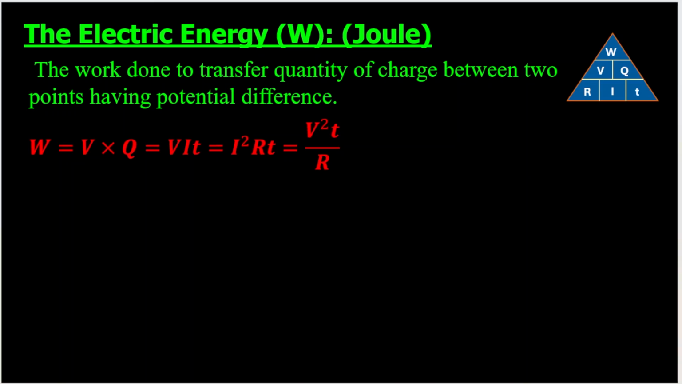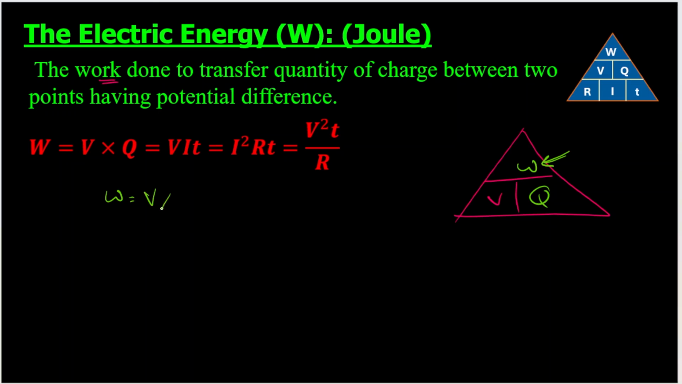What's meant by the electric energy? Electric energy is the work done to transfer quantum charge between the 2 points having potential difference. This is exactly the same formula that we have used before for the potential difference. But this time, we are talking about work. So work is equal to V times Q.